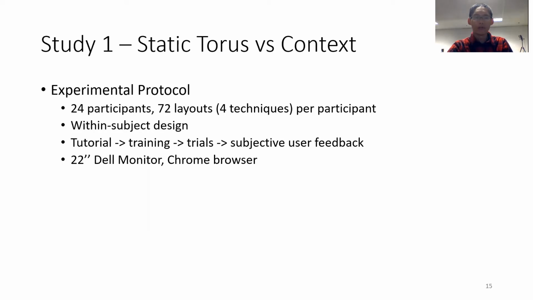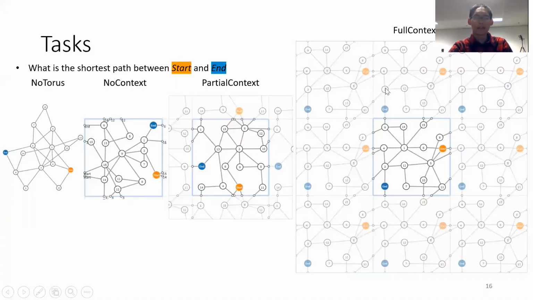During the tutorial and training, we familiarized the user with network diagrams to identify the number of friends of a person, the shortest path between people, and the total number of people and relationships in the network. We have a total of 4 tasks.